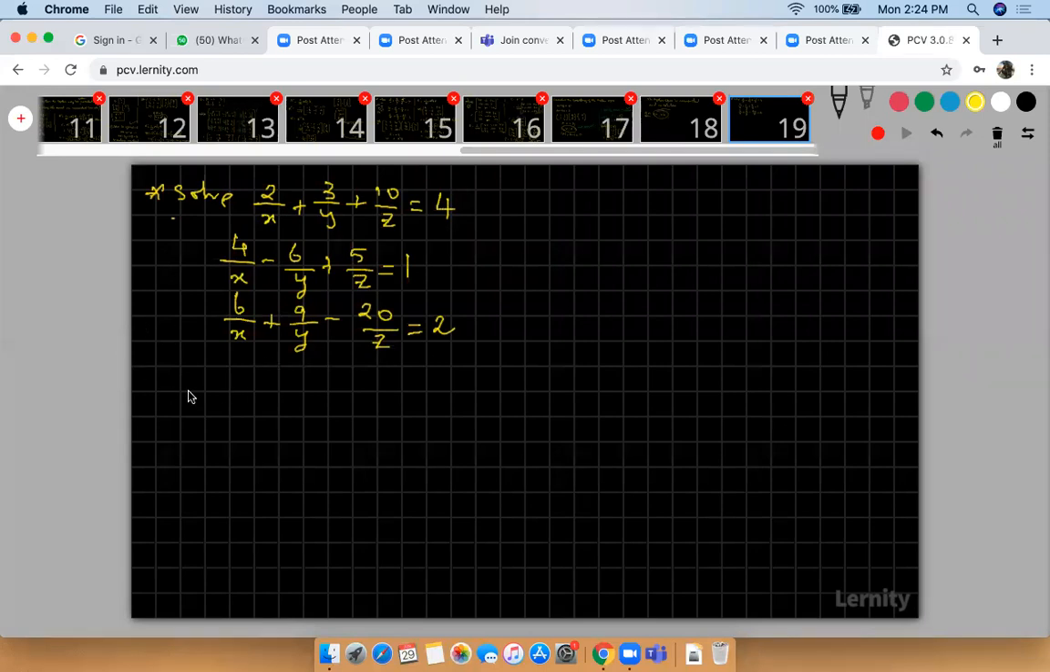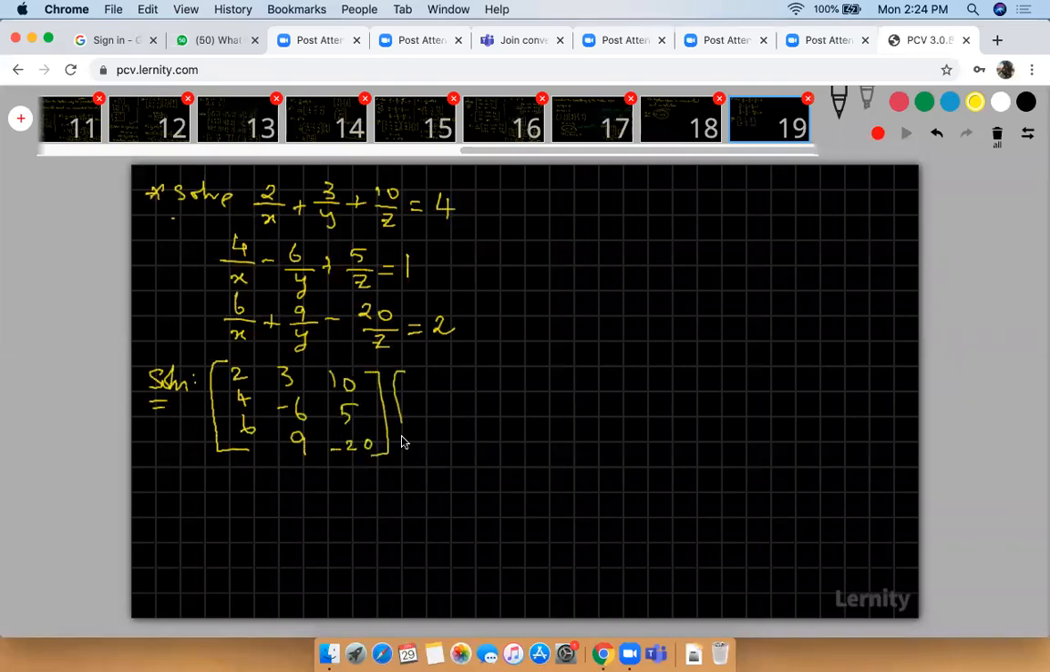Okay, so now look at that. First of all, write the coefficient matrix. What are the coefficients of 1 by x? In many equations, x, y, z will be given, but here 1 by x, 1 by y, 1 by z is given. You have to take 1 by x as the variable. So the coefficient of 1 by x is 2, 4, 6. Similarly, the coefficients of 1 by y are 3, minus 6, 9, and of 1 by z are 10, 5, minus 20.